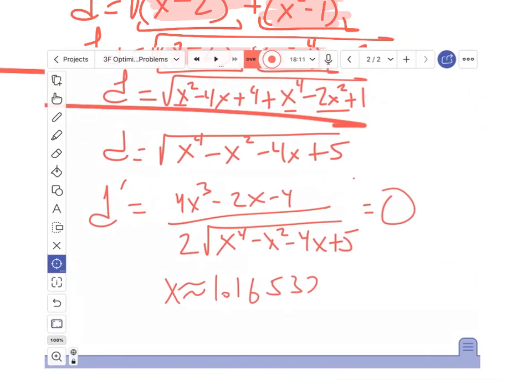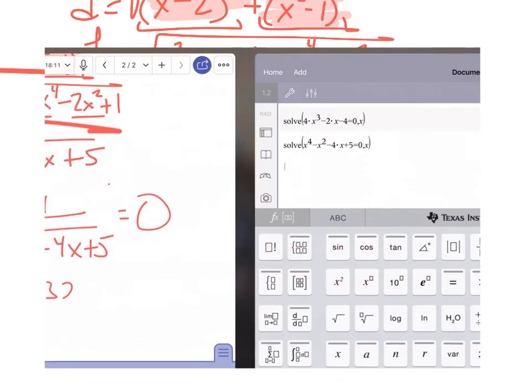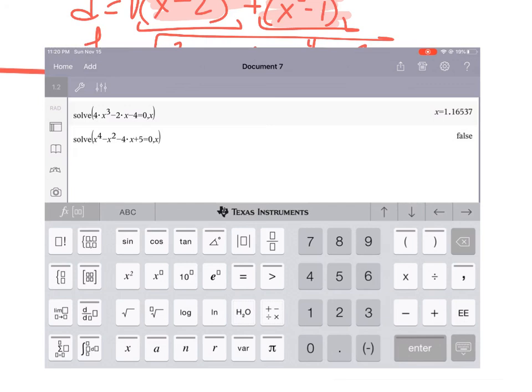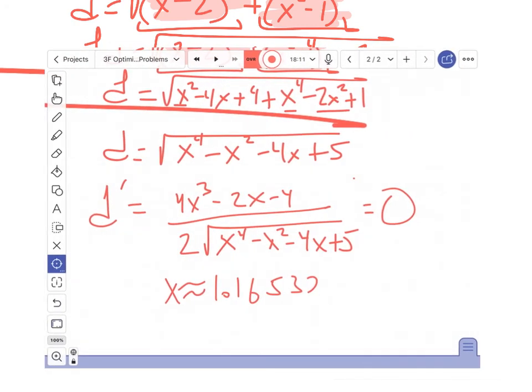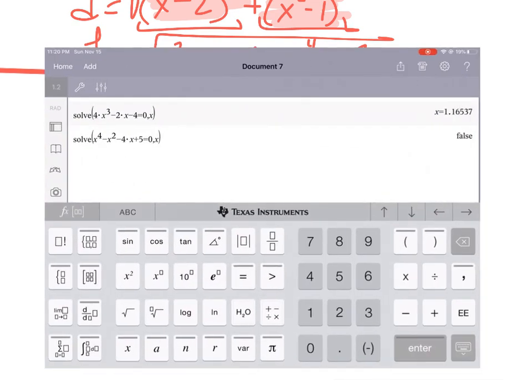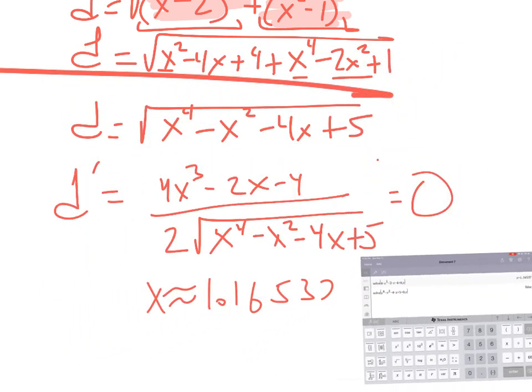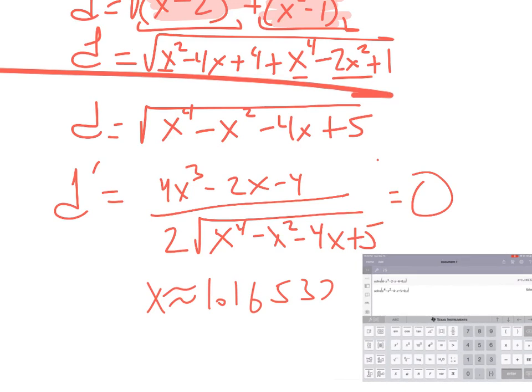Let's double check x to the 4th minus x squared minus 4x plus 5, making sure I typed it in right. It's never equal to 0. It's always going to be positive there. So that's great. We don't have any others except for this one. So we've got the x value there. Now we need to just square that, because y equals x squared, so we get 1.358.